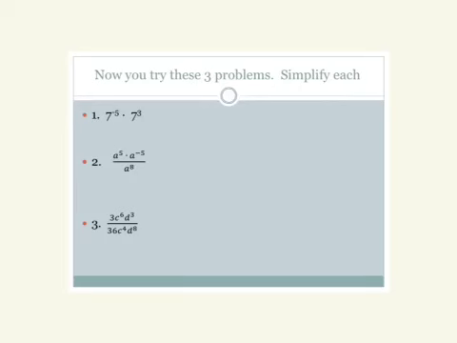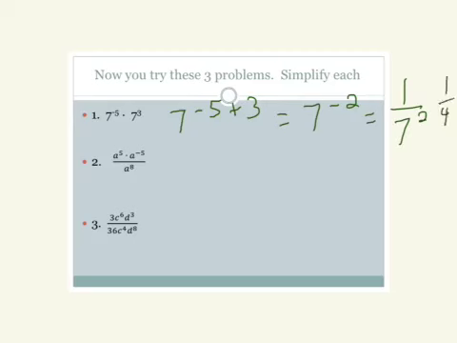Alright, hopefully you've had a chance to solve these three problems. Now I'm going to take you through how to solve them, so you can check your work. I'll go through this fairly quickly. When you're multiplying with like bases, what do we do? We add our exponents. What's negative 5 plus 3? Negative 2. So you'd have 7 to the negative 2nd, which can be further simplified to be 1 over 7 squared, which would have a final solution of 1 over 49.